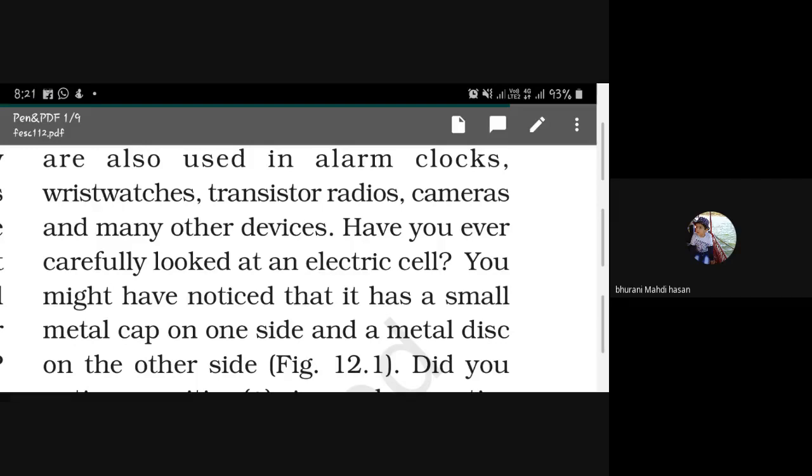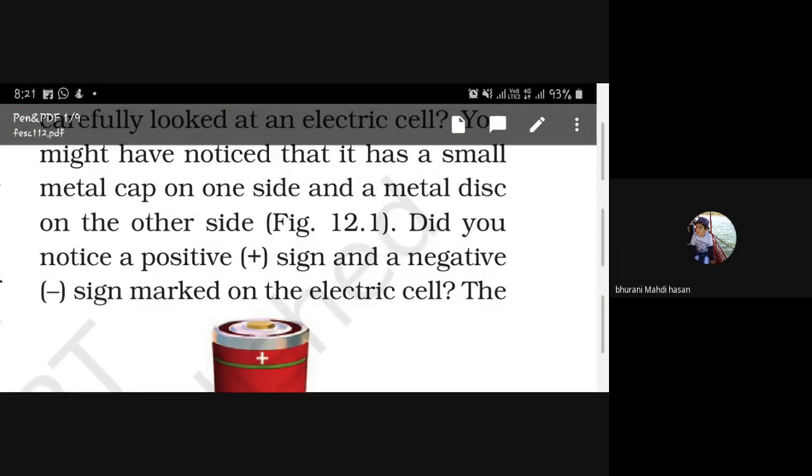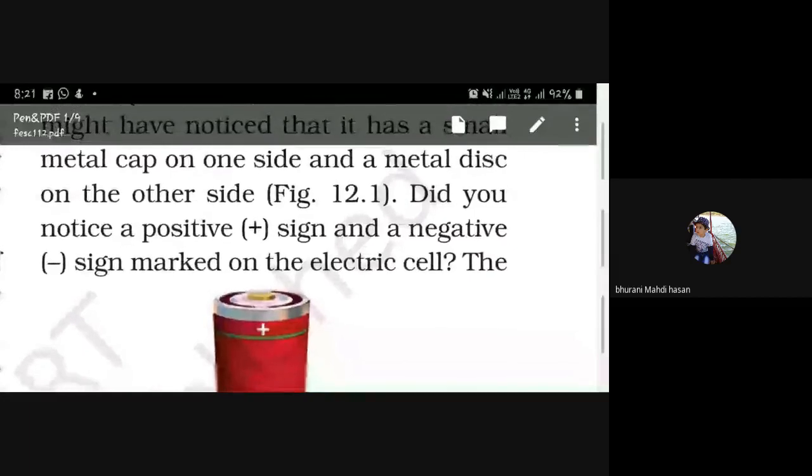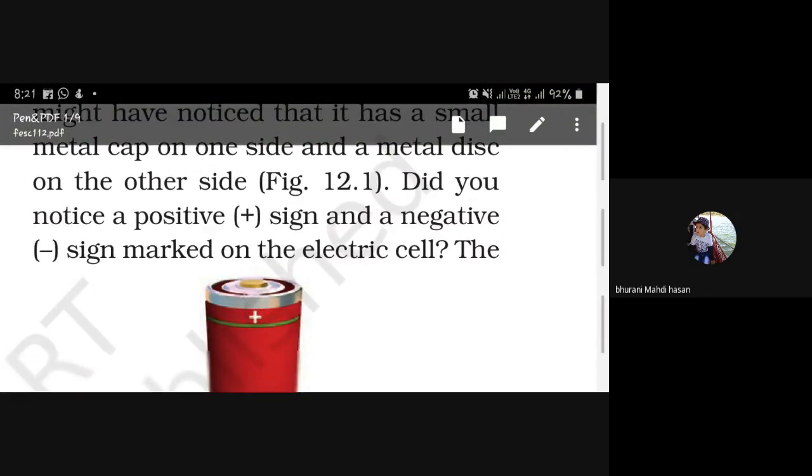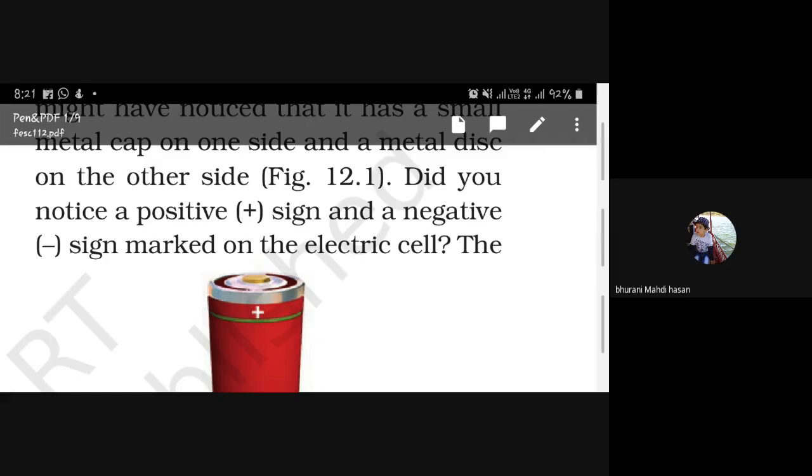Have you ever carefully looked at an electric cell? You might notice that it has a small metal cap on one side and a metal disc on the other side. Figure 12.1. Did you notice a positive sign and a negative minus sign marked on the electric cell?